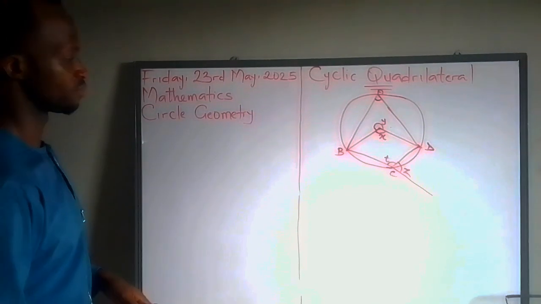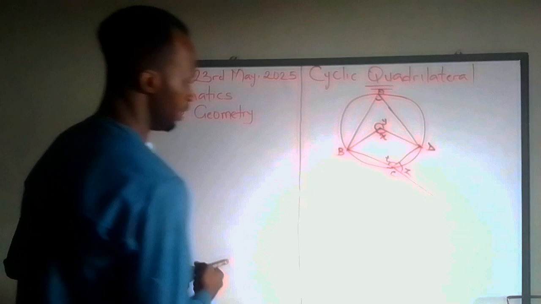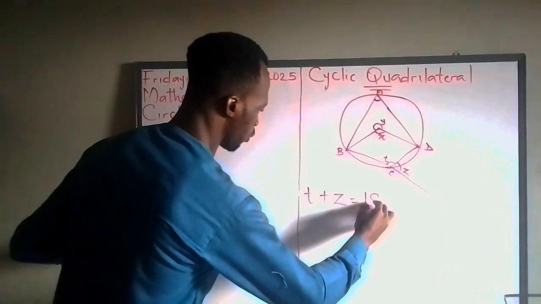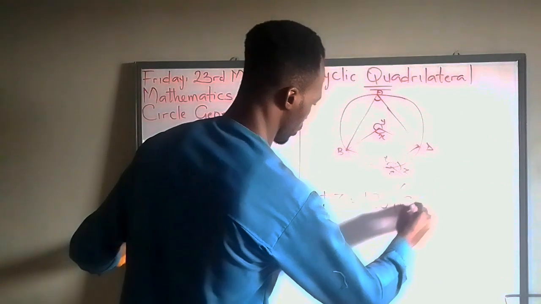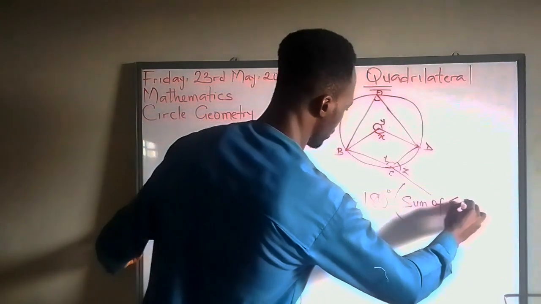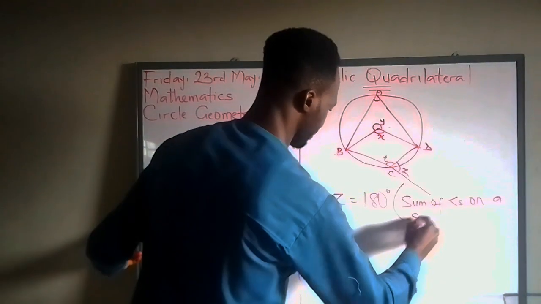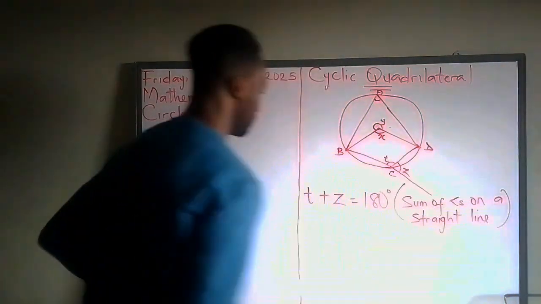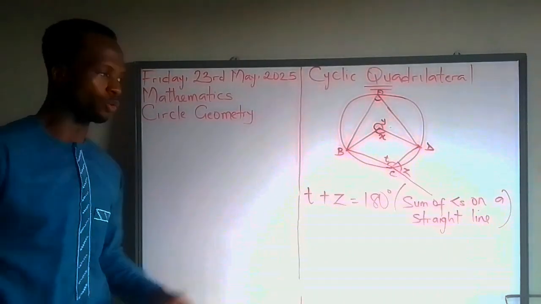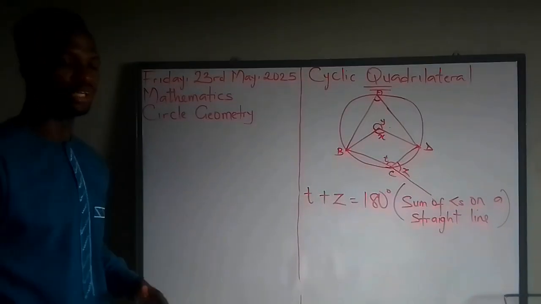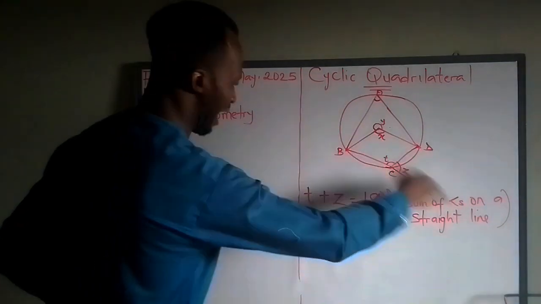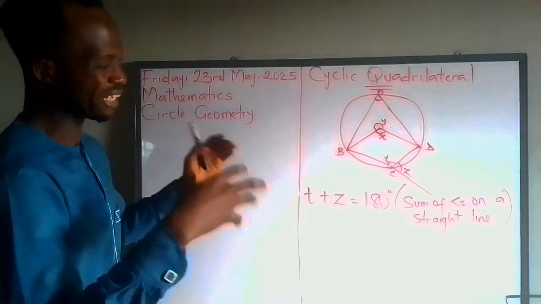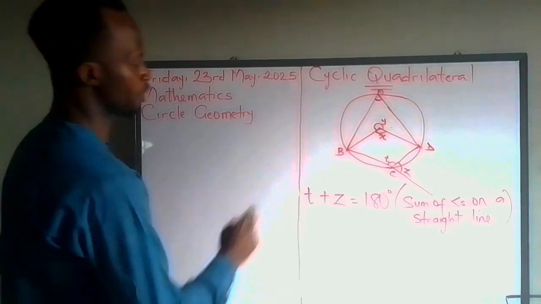First thing is that from what we can see, T plus Z is equal to 180 degrees. This is the sum of angles on a straight line. You must have been taught before that a straight angle is 180 degrees. So anytime you have angles clustered on a straight line, the sum of all of those angles is 180 degrees.